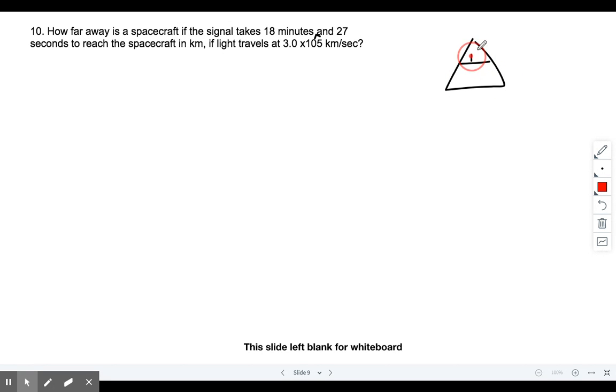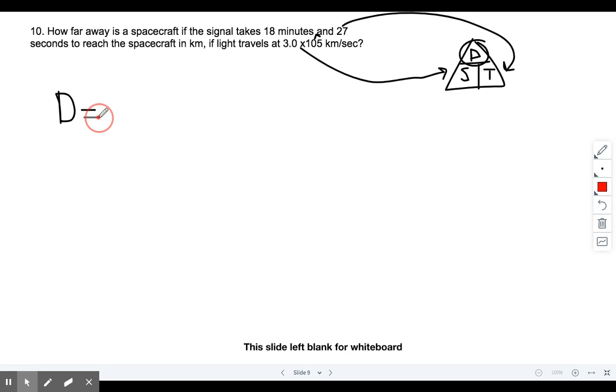So this is back to the distance, speed, time triangle. Okay. We have the speed of light, right? We know the speed of light, and we know the time. It's taking 18 minutes and 27 seconds. We're looking for distance this time. So we're going to multiply the speed by the time to find the distance. The speed is 3.0 times 10 to the 5th kilometers a second, or 300,000 kilometers in a second.